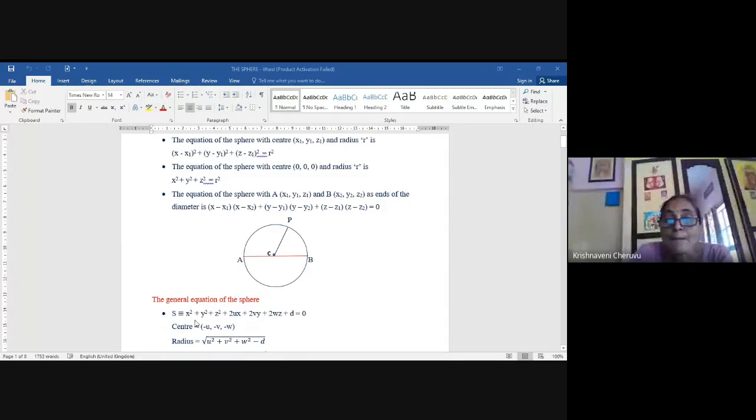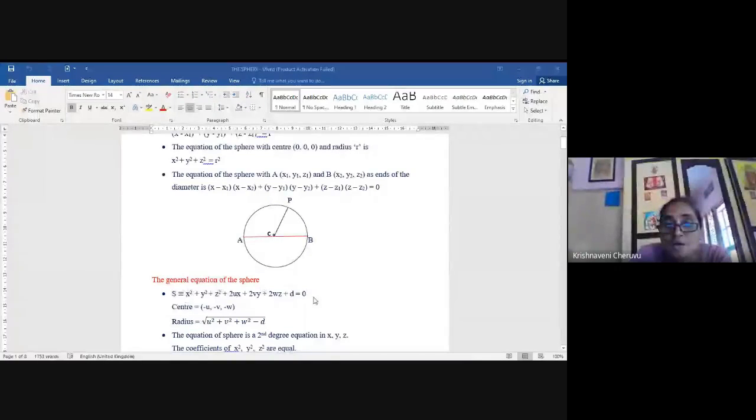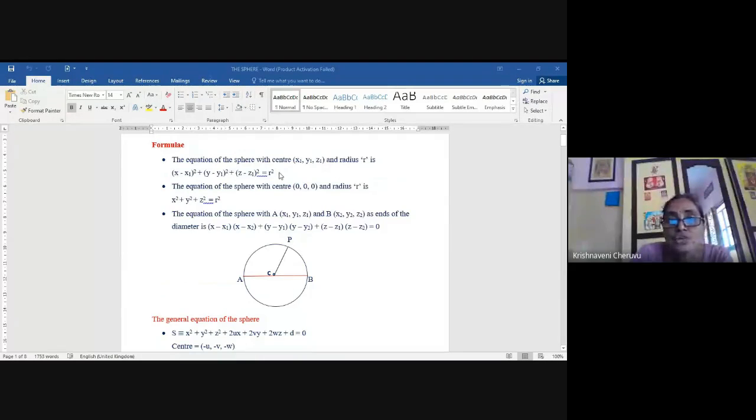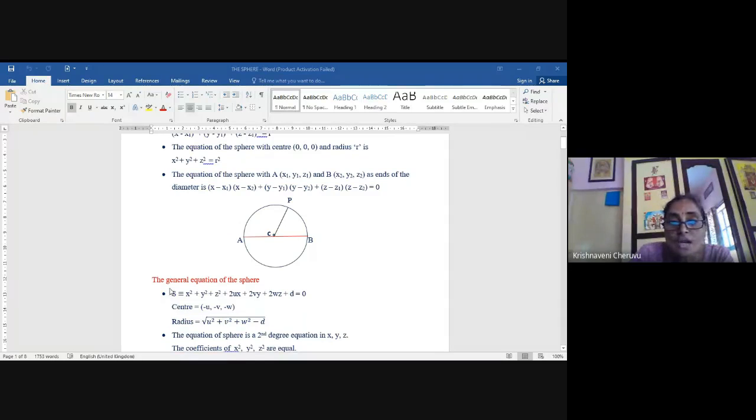And sometimes you will be given a general equation of the sphere like this, and you will be asked to find out its center and radius. So here the center and radius were given, and we used this formula to find out the equation of the sphere. Now if you are given an equation of the sphere, you should be able to find out the center and radius. Such problems I gave you as homework, you might have done.